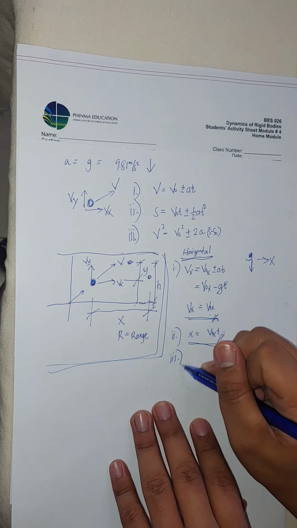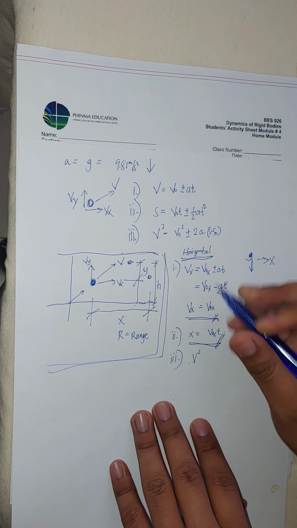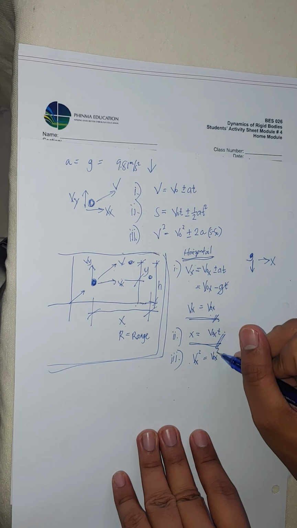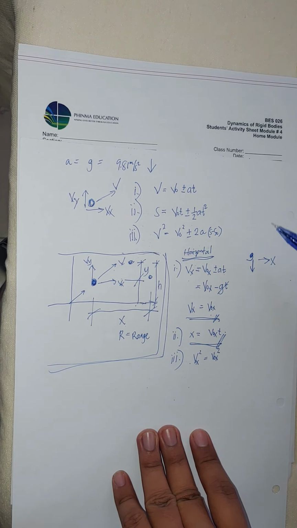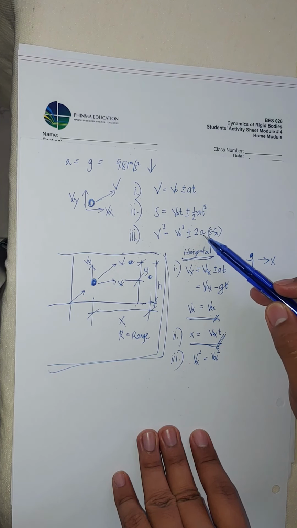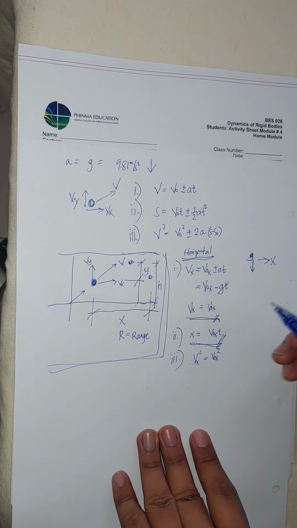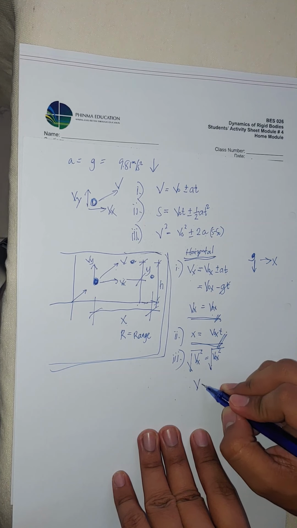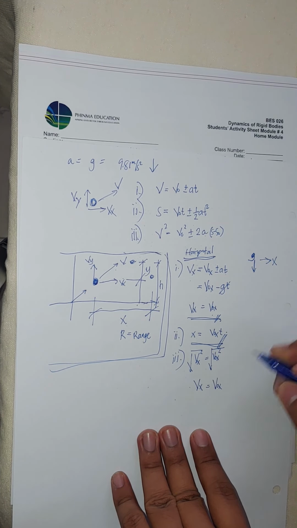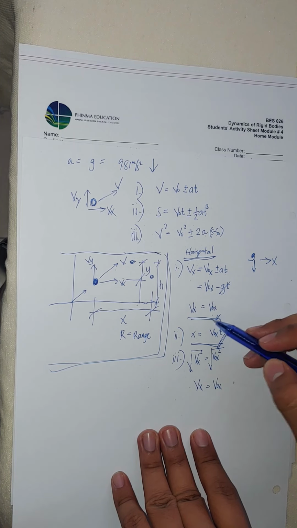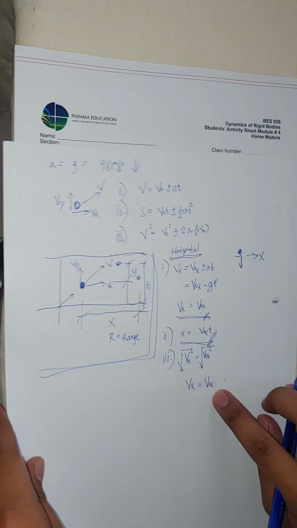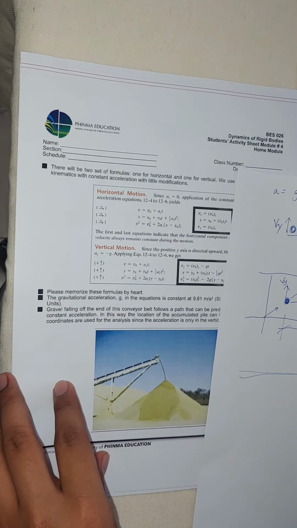And then for the third one, the v squared x, we just substitute the horizontal component. The square of the Vx is equal to Vox squared, since our acceleration is just 0 along the horizontal. So we have this equation. Then we extract the square root on both sides, and we have Vx is just equal to Vox. This equation is just the same as the first equation: the final velocity along the horizontal component is just equal to the initial velocity of the horizontal component.